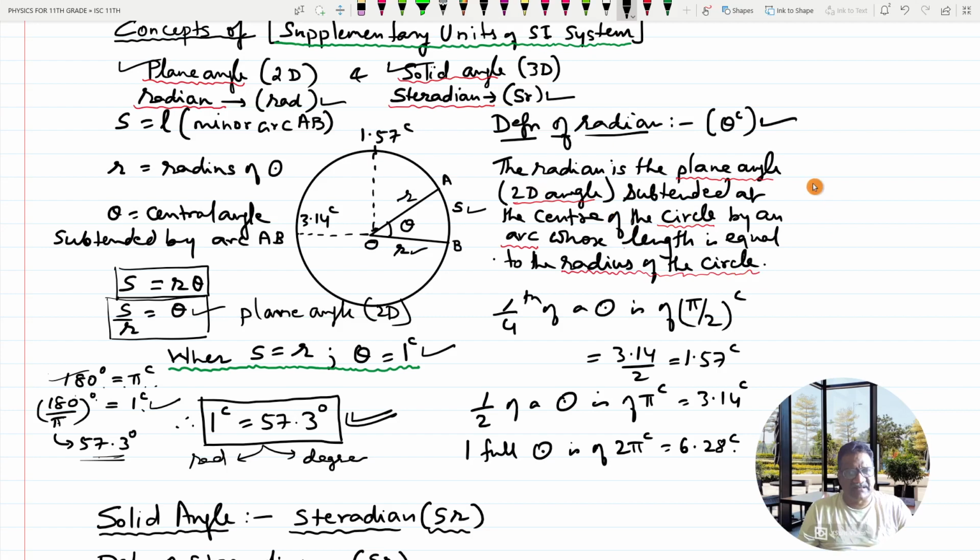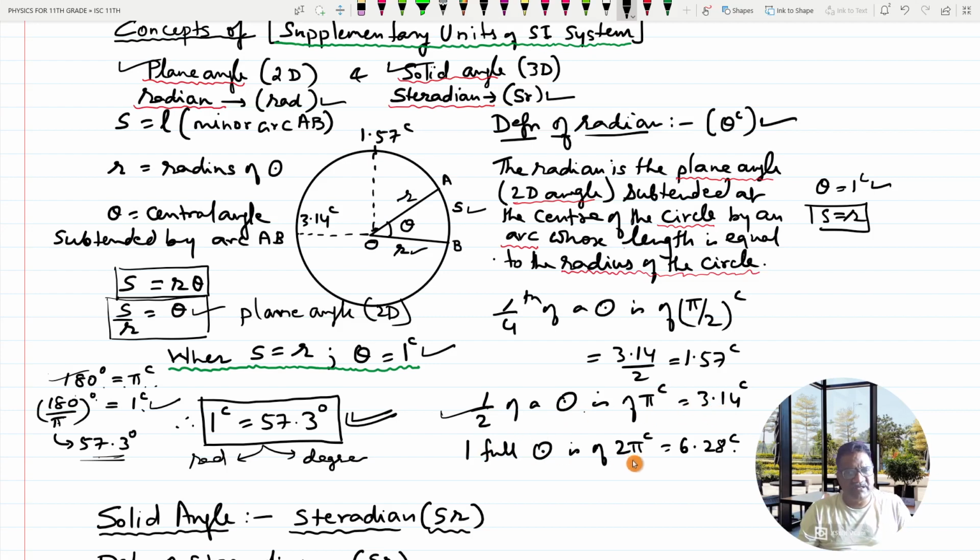So this subtended angle is that theta, and this theta will be equal to 1 radian when the length of the arc, that is S, is equal to the radius of the circle. So when S is equal to R, this theta is said to be 1 radian. That is the definition of 1 radian. Now if somebody asks you what will be the radian of a half circle, the half circle is nothing but pi radian, where pi is 3.14. So in radians, half circle will be pi radian.